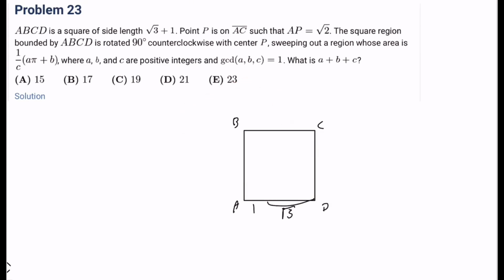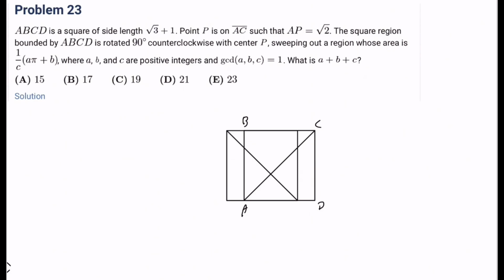And so this is going to be our rotated square. That's going to look something like this. That's C, and then A is this part over here, and B is this one over here, like that, right? It's going to sweep out a region whose area is 1 over C times A pi plus B. Now we can get the actual location of P. P is going to be right over here.